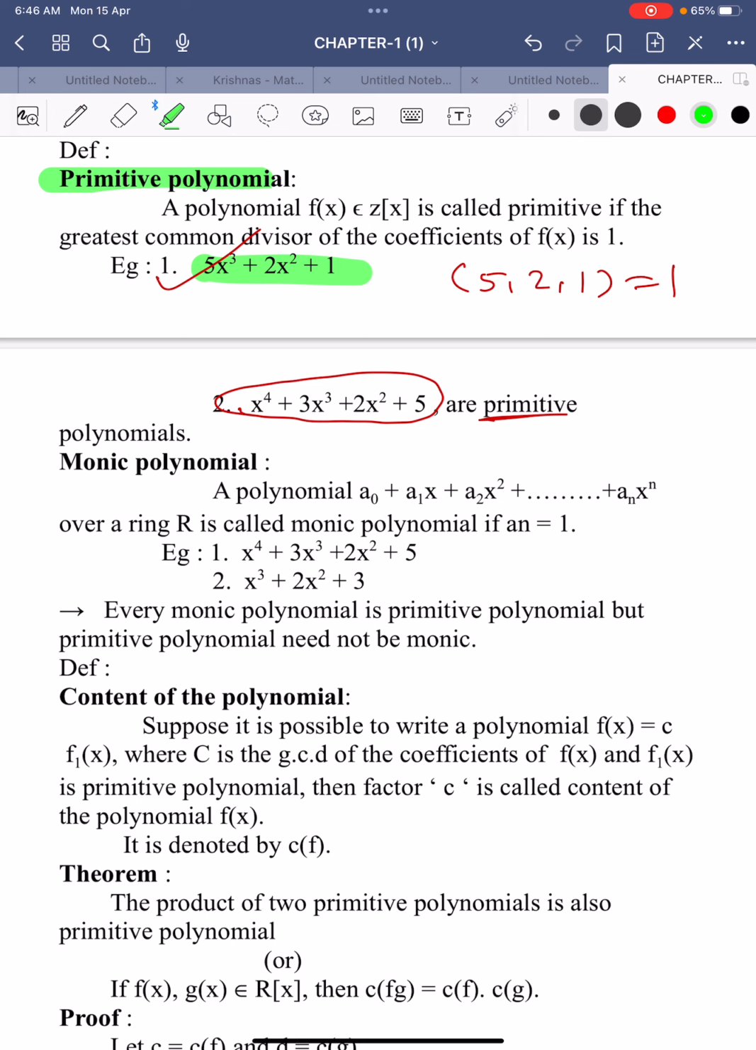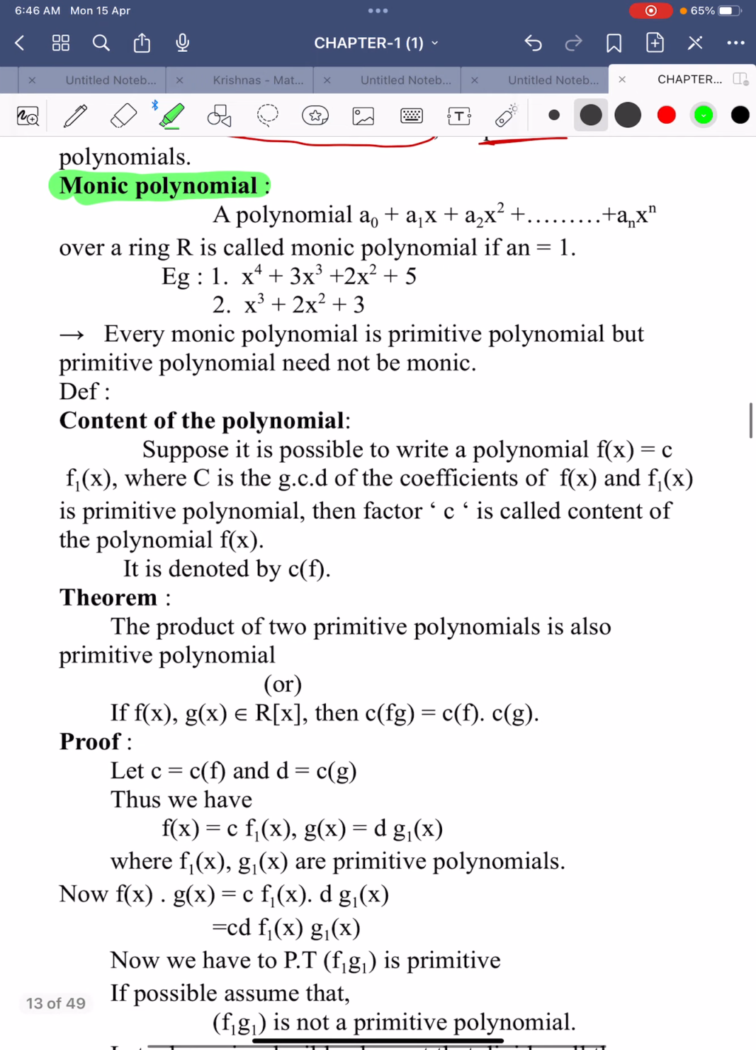So next let us see the definition of monic polynomial, one of the very important definitions. A polynomial a0 plus a1x plus a2x square plus and so on plus an x power n over a ring capital R is called a monic polynomial if an is equal to 1. Here an means the leading coefficient. The same definition in another way: any polynomial is said to be a monic polynomial if its leading coefficient is 1.